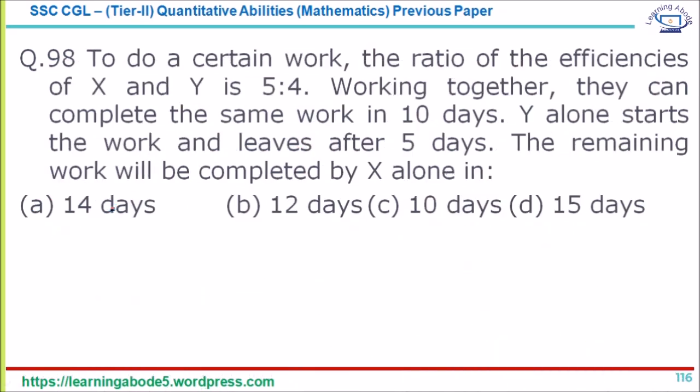Now question number 98. To do a certain work, the ratio of the efficiency of x and y is 5:4. Now working together, they can complete the same work in 10 days. If y alone starts working and leaves after 5 days, the remaining work will be completed by x alone in how many days? So the working efficiency is 5:4. Now working together, they can complete a task in 10 days.